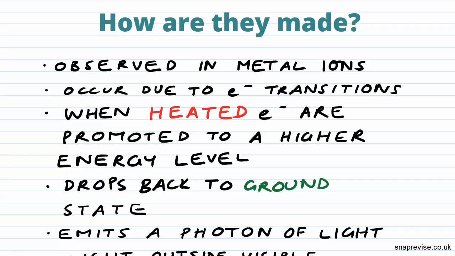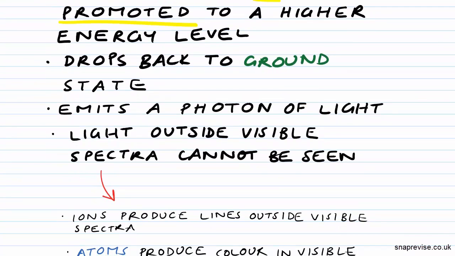Flame colours are observed in metal ions, specifically those in groups 1 and 2, and they can be very useful to help us to identify which metal ion we have. They occur due to electron transitions. When our sample of metal is heated, the electrons become excited and they're promoted to a higher energy level. Then the electron drops back to ground state, from that higher energy level. And when it does that, it emits a photon, a package of light.